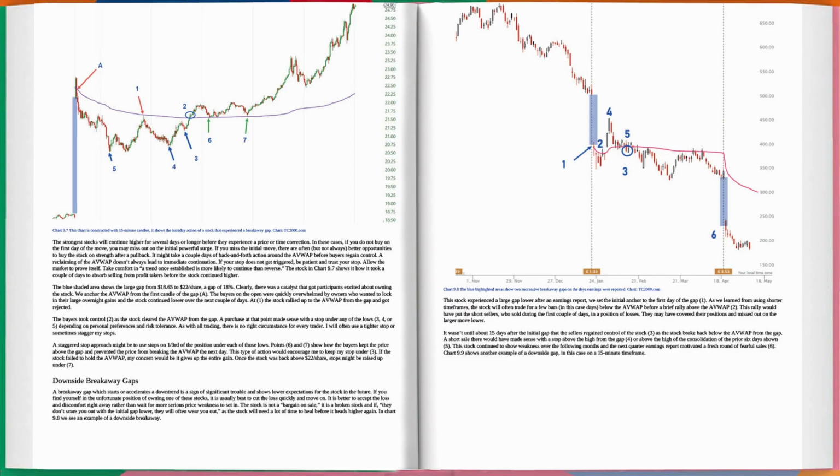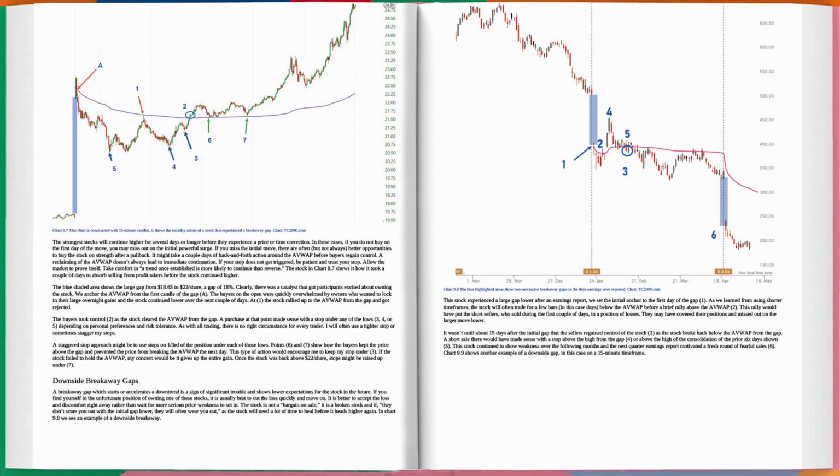In chart 9.8, we see an example of a downside breakaway. The stock experienced a large gap lower after an earnings report. We set the initial anchor to the first day of the gap, 1. As we learned from using shorter time frames, the stock will often trade for a few bars, in this case days, below the AVWAP, before a brief rally above the AVWAP, 2.